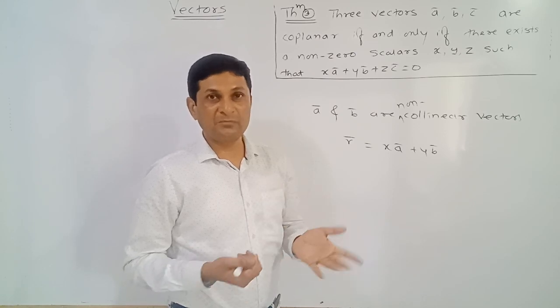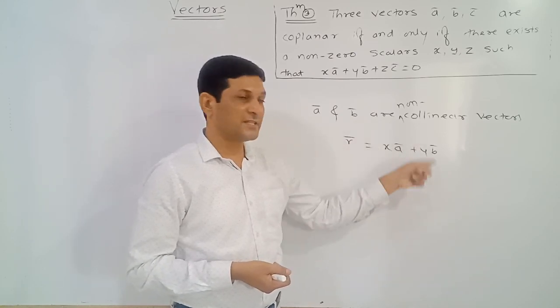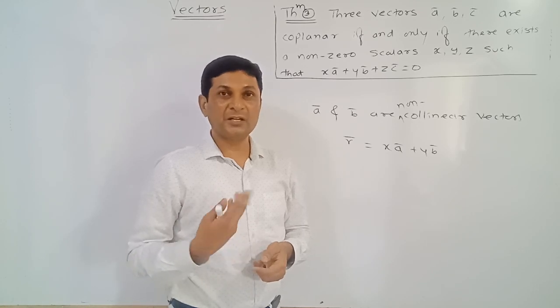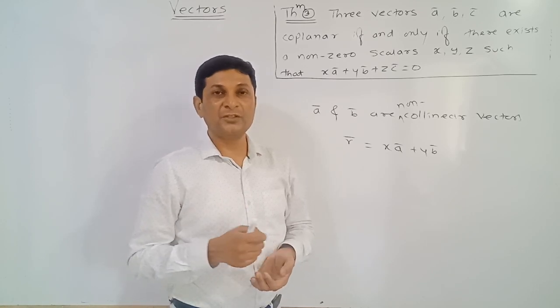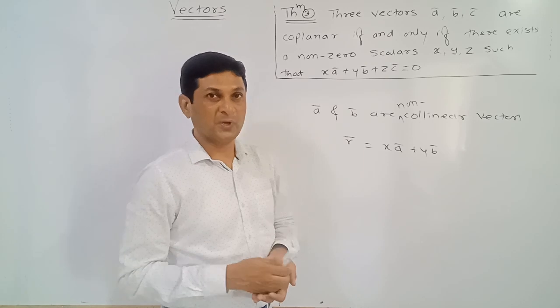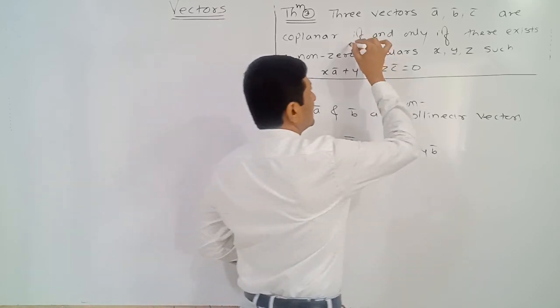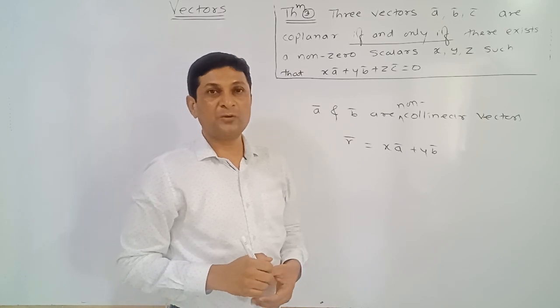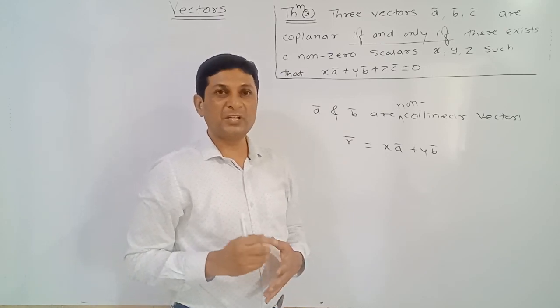Coplanar. Definitely if they are coplanar, it means they satisfy this condition. Which condition? That one vector can be expressed as a linear combination of the other two vectors. Using this, see what we have to prove. If you observe the theorem here, "if and only if" appears. "If and only if" appears means we have to prove the theorem in two parts.